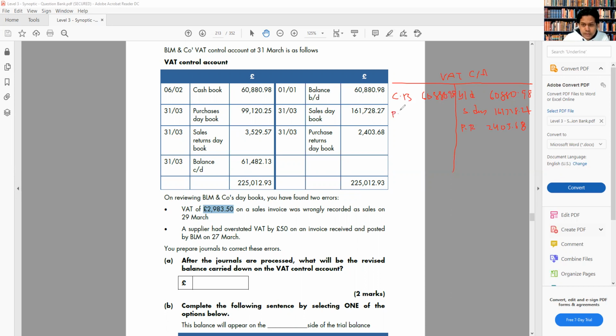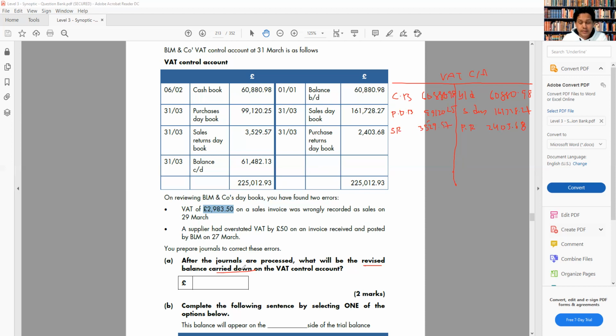Then purchase day book, that is 99,120.25, and sales return 3529.57. That's all we have. The balance CD needs to be changed because the question said what will be the balance CD after we revised it. So after the journals are processed, what will be the revised balance carried down?